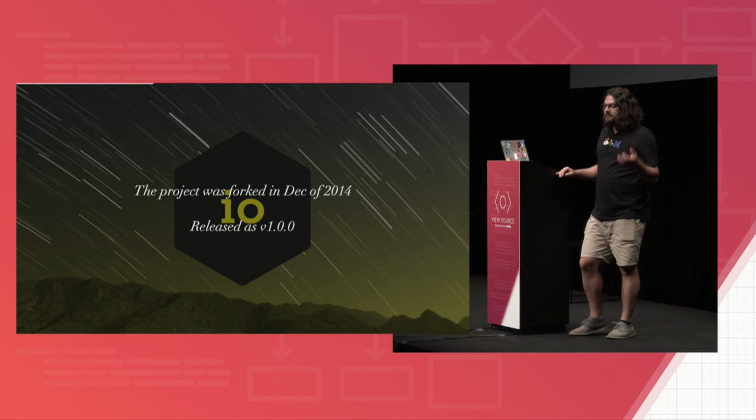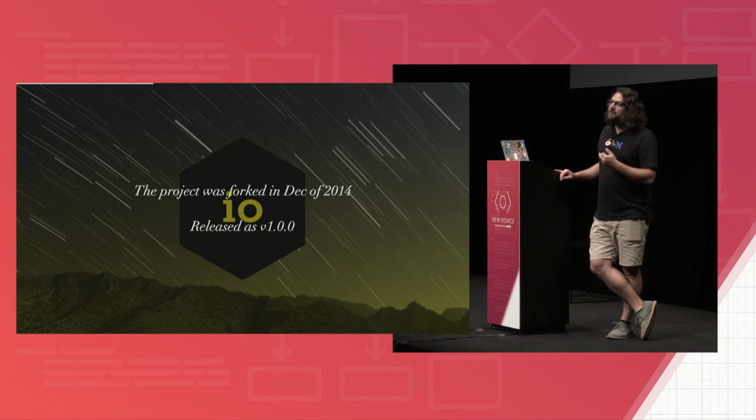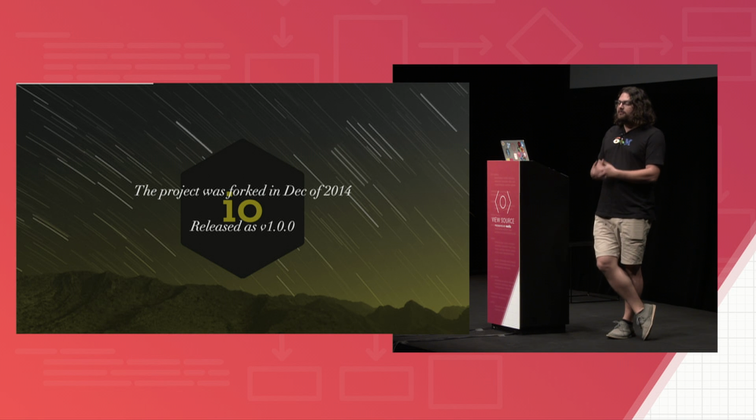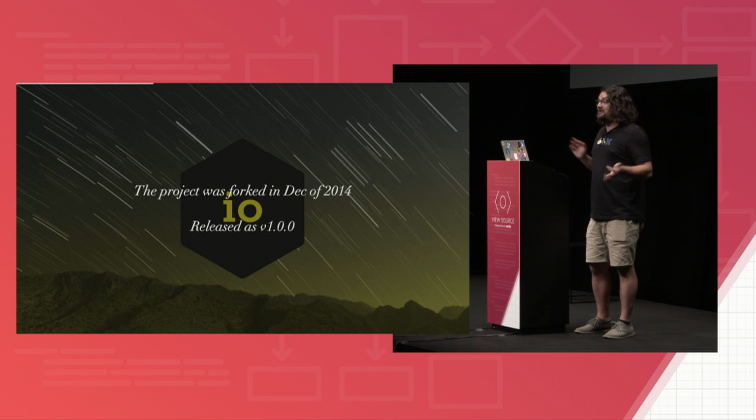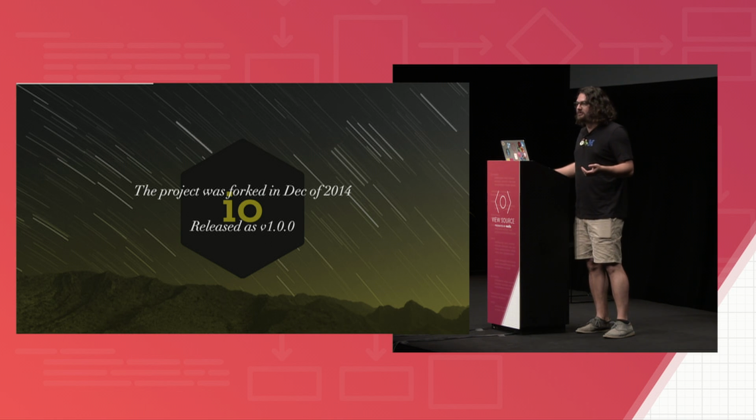And so in December 2014, a number of contributors from the project forked, and they released the fork as version 1, which it turns out is actually proper semantic versioning. There was a major change, and the major change was it was a new project with new people.